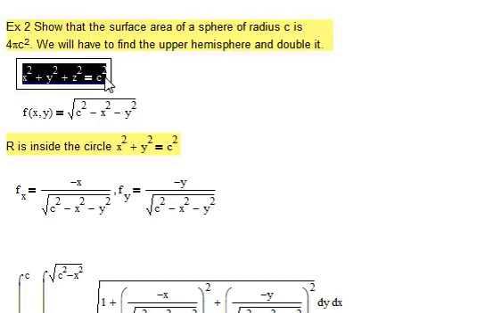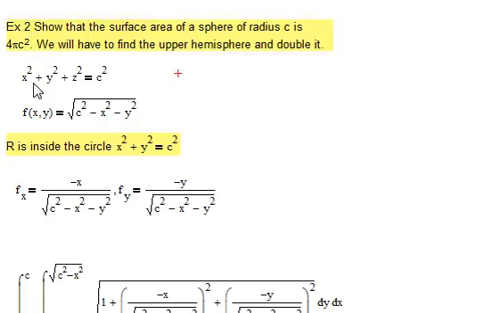So first of all, the equation for that sphere would be x squared plus y squared plus z squared equals c squared. That's a sphere of radius c. So z, or f of xy, is the square root of c squared minus x squared minus y squared. R would be the inside of the circle, where x squared plus y squared equals c squared.